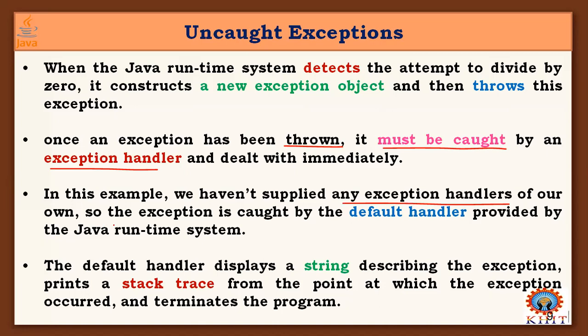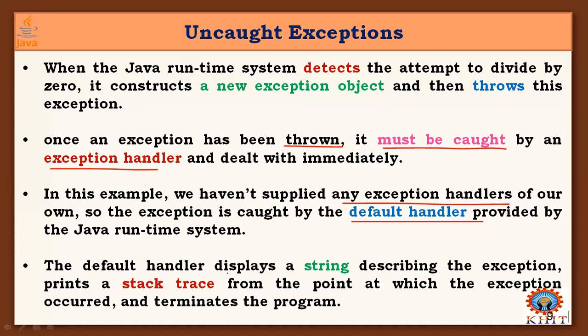So what happens here? Generally, when we have not provided any exception handler, the exception is caught by the default handler provided by the Java runtime system. Here, the Java runtime system provides one default handler whenever you have not supplied any exception handler for exceptions generated by your program. It automatically handles that exception generated by your program.